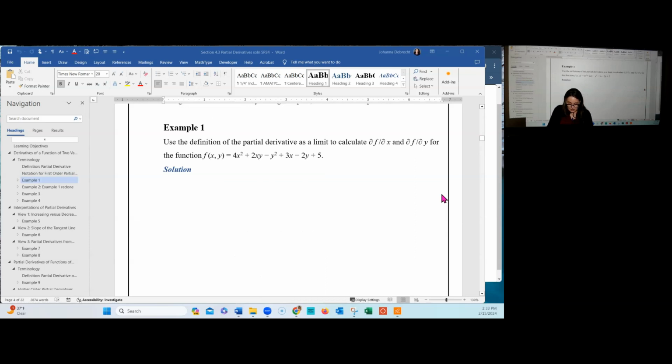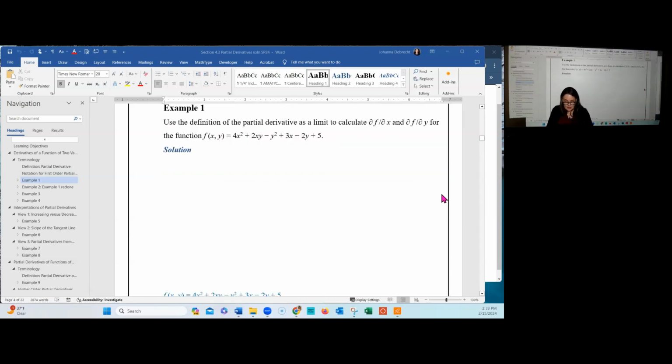Let's go ahead and take a look at example 1. In example 1, we want to use the definition of the partial derivative as a limit to calculate the partial derivative of function f with respect to x and with respect to y. Now, as you might expect, we don't normally use the definition. We're going to do it here as good practice to remind you that it does link back to a limit definition, but we will have a faster way of calculating the derivative, just as we did in Calculus 1.